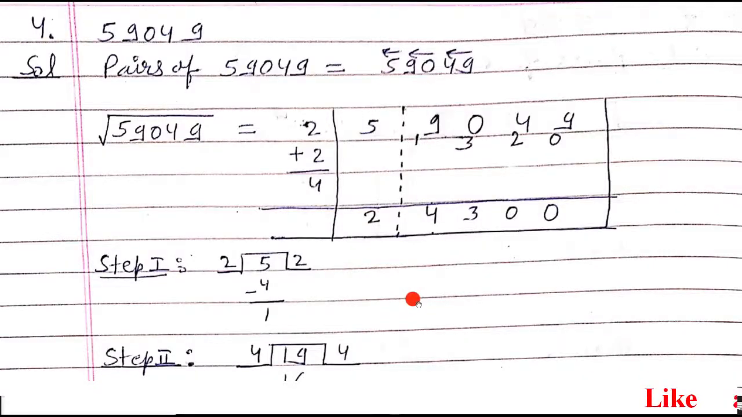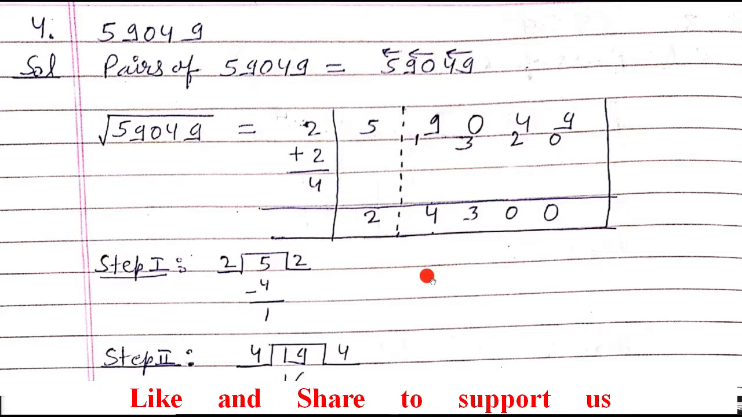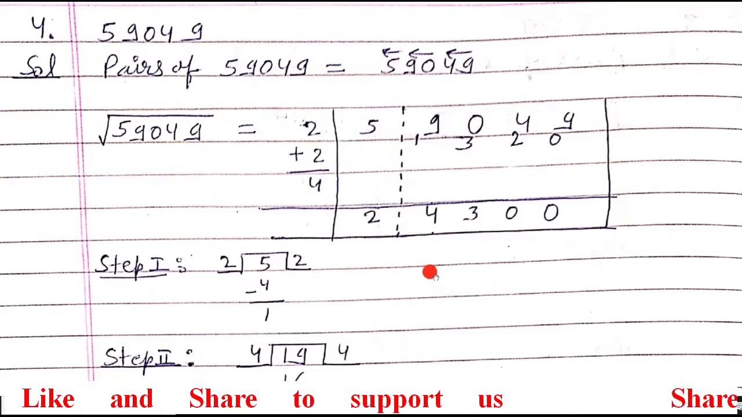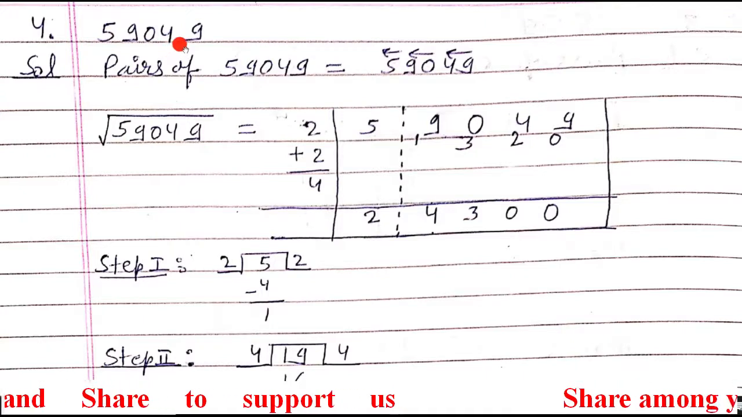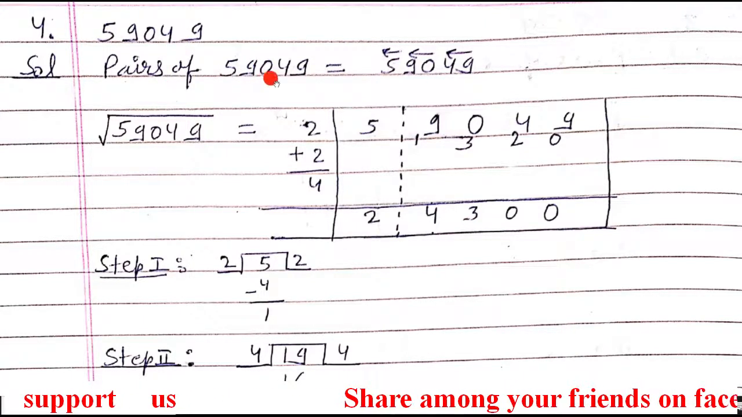Hello everyone, I am going to explain question number 4 and question number 5 of exercise 1.3 of class 10th. In this exercise we have to find the square root by the Vedic method. For question number 4, the digits are like this. We have to make the pairs. The first step is to make the pairs.